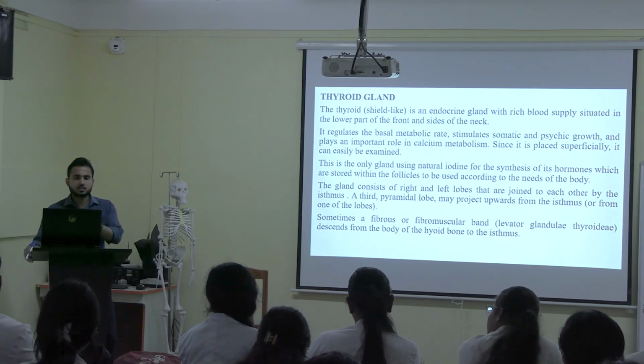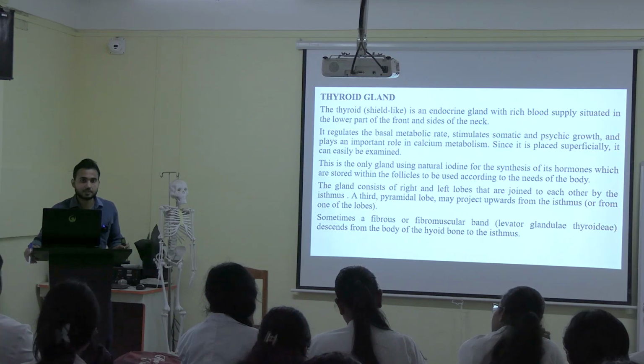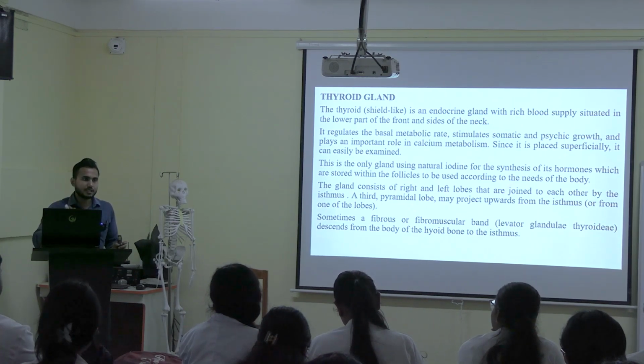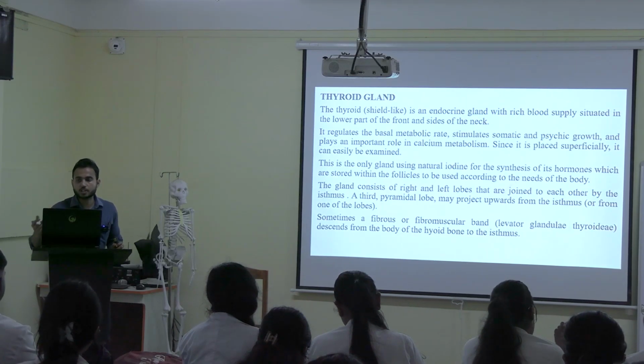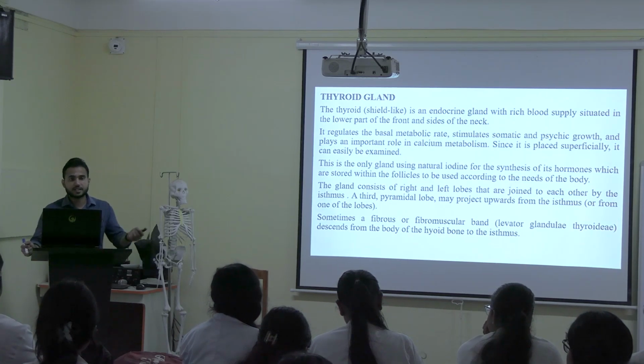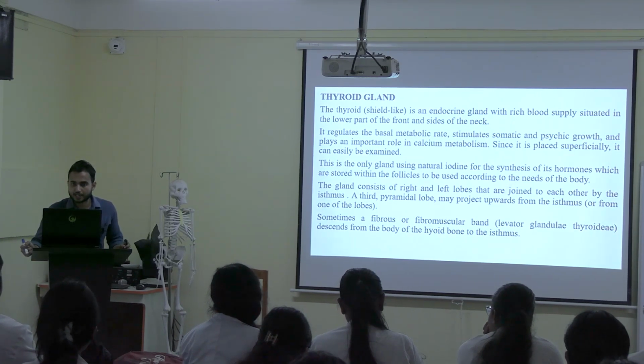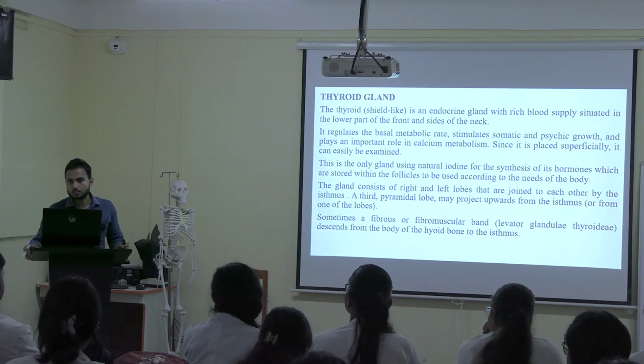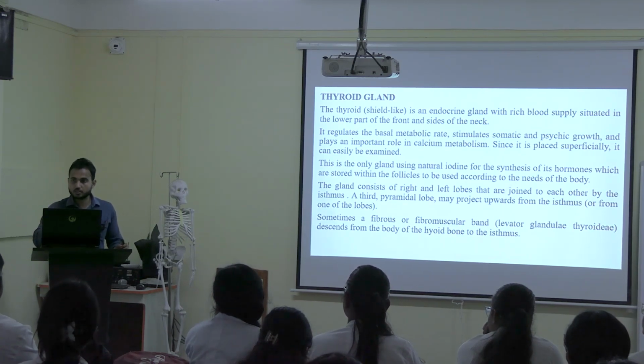So different endocrine glands are there, but among them the thyroid is the only endocrine gland which needs iodine for the production of the hormones secreted from it. Okay, it depends on an external source. If it is not getting iodine, it can't produce the hormones. That is a peculiarity of the thyroid gland. Other glands don't have such a peculiarity.